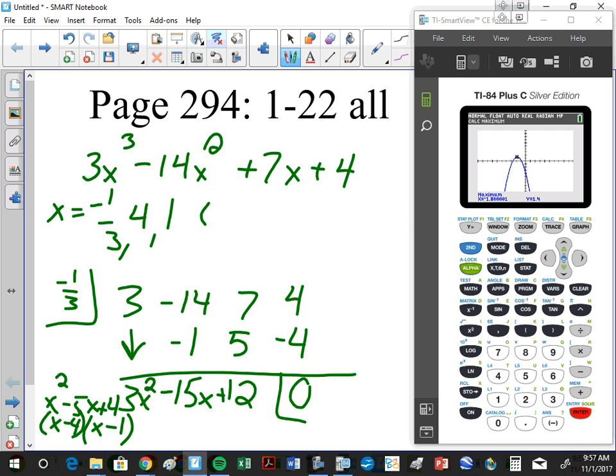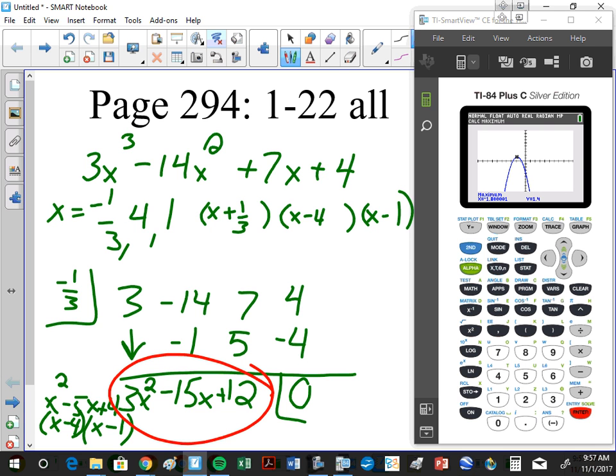So what are my... Oh, good. Let me write it out the other way first. X plus 1/3, x minus 4, and x minus 1. But I'm missing something. I'm missing that 3 that I pulled out of here. You could put a 3 out front, but Riata, what did you suggest we do?